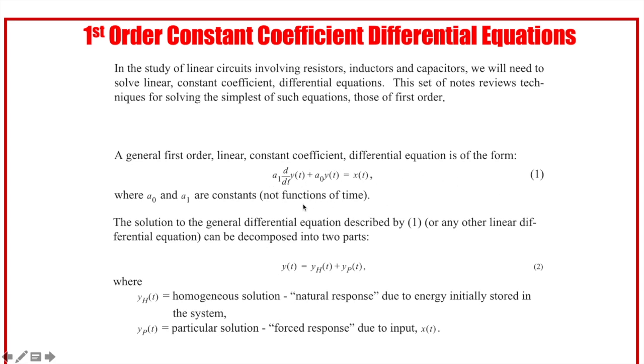Now to talk a little bit about these formulas. This is the general form of a first-order linear constant coefficient differential equation. As you see, this derivative is a first-order derivative, hence the title first order. The solution is composed of two parts: the homogeneous solution, which is usually referred to as the natural response, and the particular solution, which is usually referred to as the forced response.